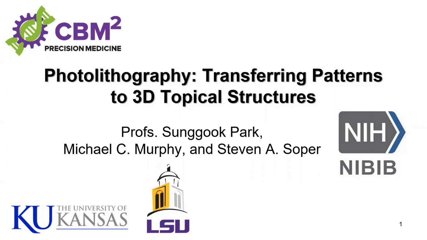You learned micro milling, and the practical size of structure you can produce with micro milling is around 10 or a couple of tens of micrometers. But by developing photolithography, people can produce structures even smaller than micro scale.